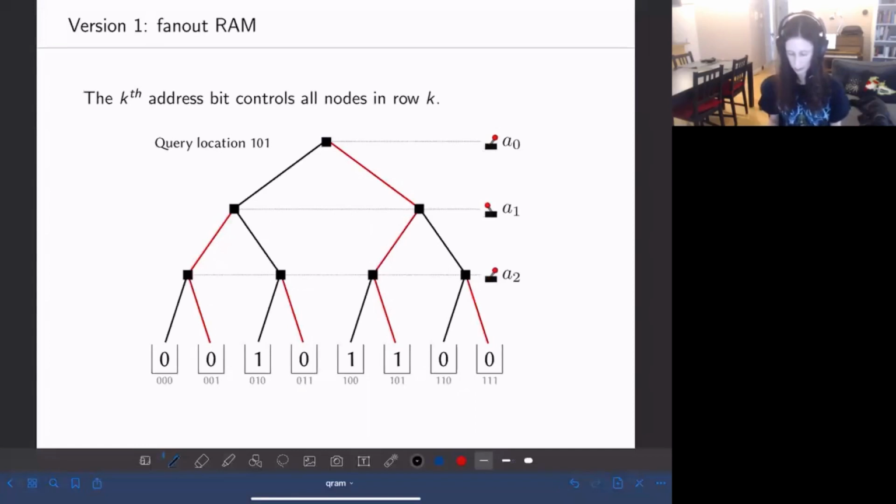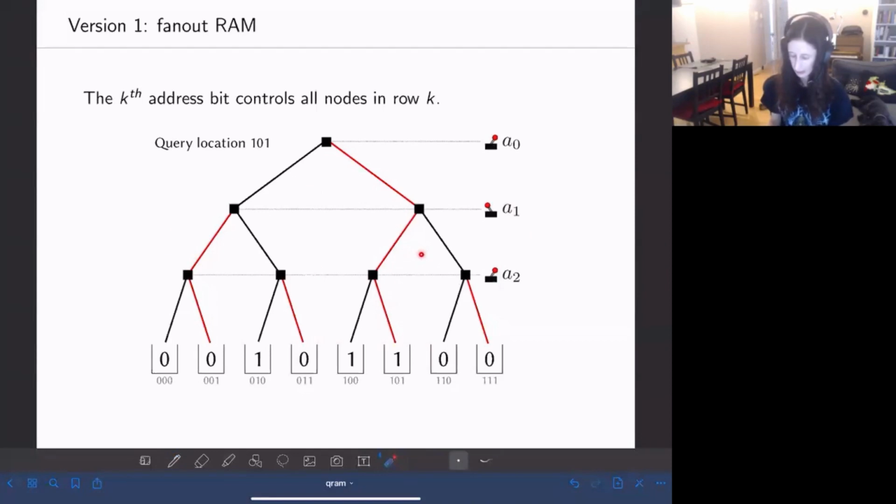So what we want to do is make a query to this device to get the specific memory contents at a given address. Say, okay, at each of these nodes, there's like a transistor, and that can route current left or right. So what we do is to each row of the tree, assign one of the address bits to it. Then if that address bit is 1, have all the transistors in that row send current to the right. Whereas if it's 0, you have them send all the current to the left.